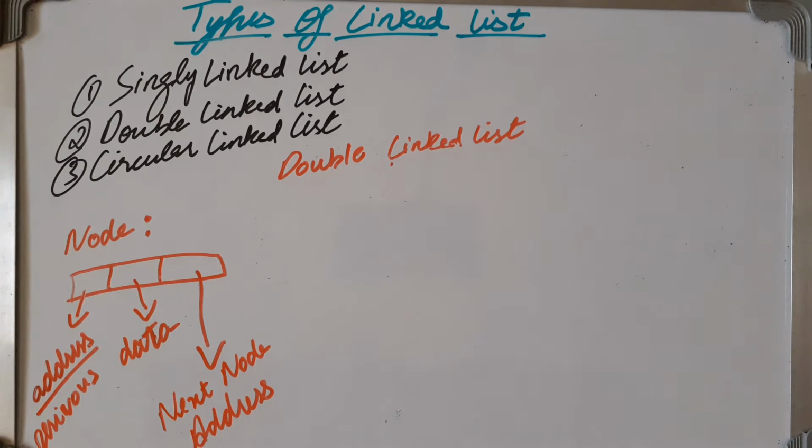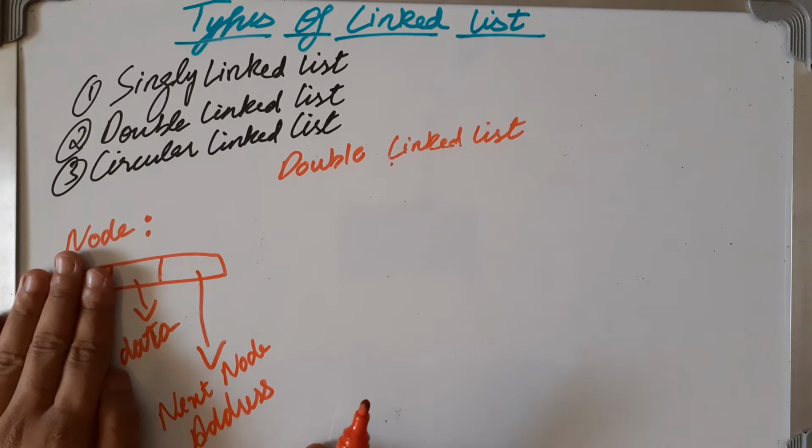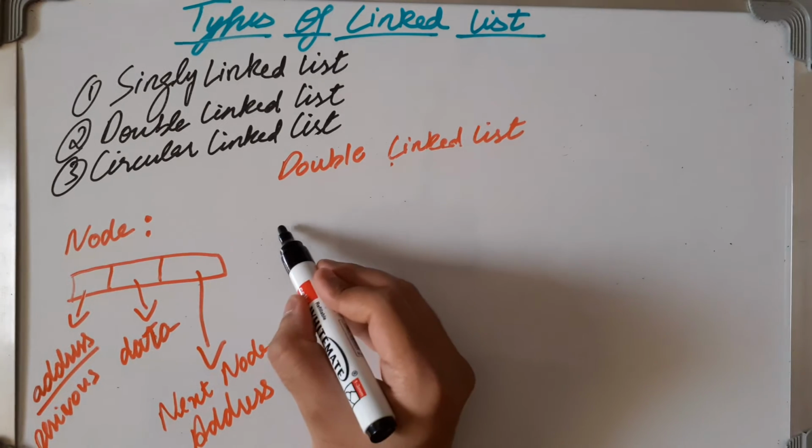In case of single linked list, we have only two parts. We do not have the previous address part. We have only data and next node address. But here we have the address of the previous node. So what it will look like, it is like this.